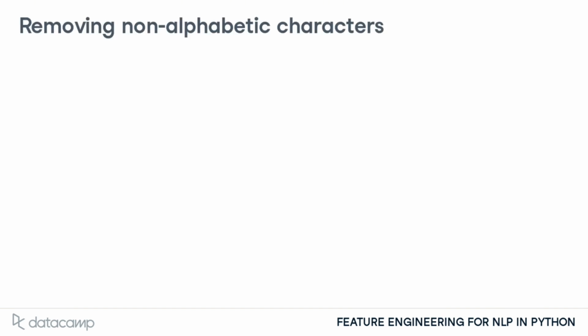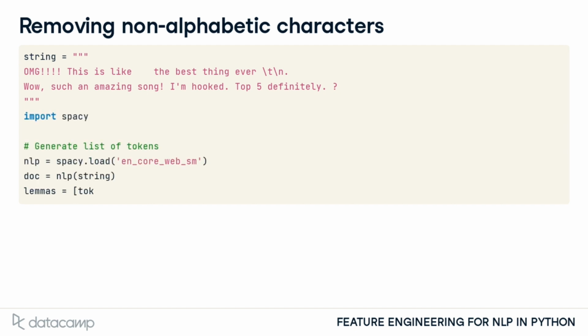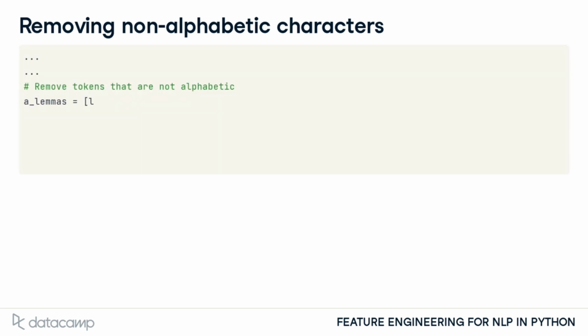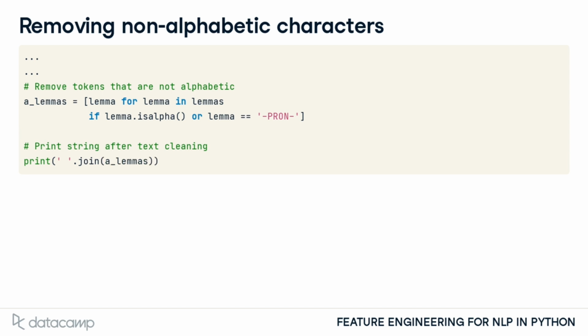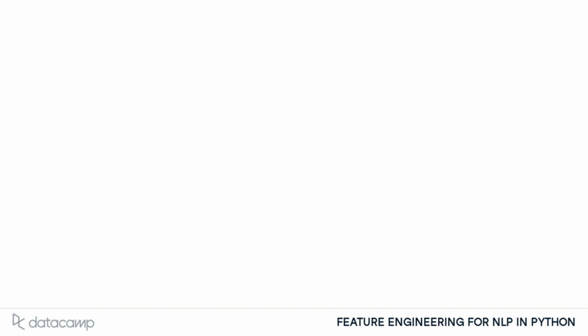Consider the string here. This has a lot of punctuations, unnecessary extra white space, escape sequences, numbers, and emojis. We will generate the lemmatized tokens like before. Next, we loop through the tokens again and choose only those words that are either PRON or contain only alphabetic characters. Let's now print out the sanitized string. We see that all the non-alphabetic characters have been removed and each word is separated by a single space.